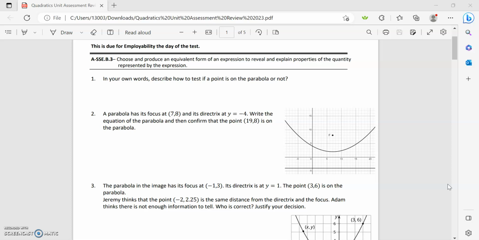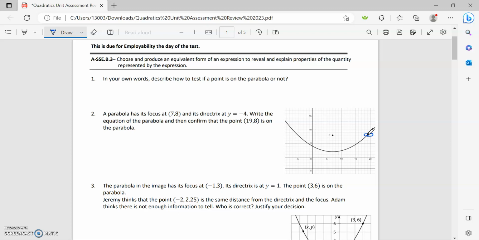Starting with question 1, how do you test if a point is on a parabola? Well, first of all, the definition of a parabola. A parabola is a set of points. Let me get my pointer here. So if I pick any point, like say, I draw this point right here, okay? I pick that point right there.